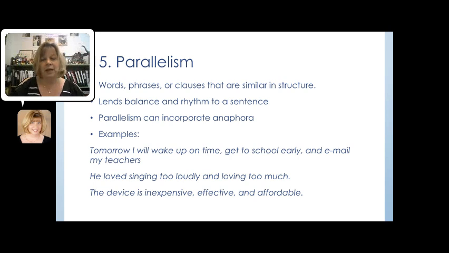He loves singing too loudly and loving too much. These gerunds here of singing and loving with the ing construction. The device is inexpensive, effective, and affordable. Now, if you weren't parallel, you might say something like the device is inexpensive, effective, and you can afford it. And notice how the whole sentence just sort of stumbles and falls down if you don't use that kind of parallel structure. So you want to look for that in writing. It gives a sense of rhythm, it gives a sense of motion and moving forward in the writing.